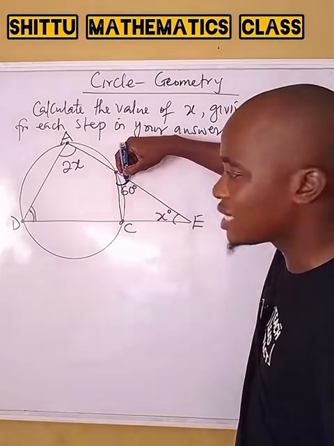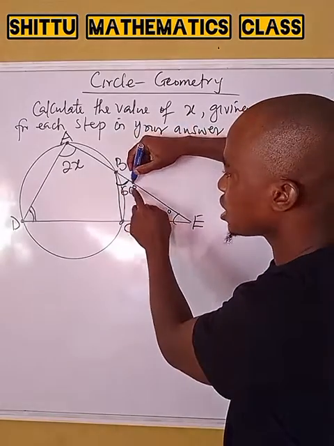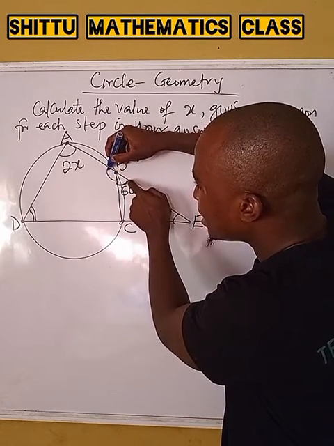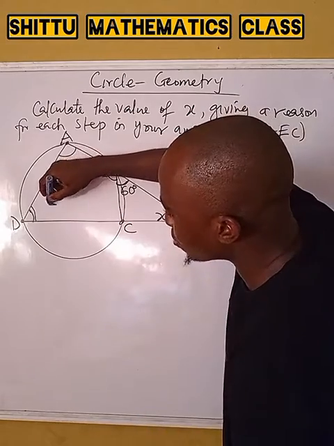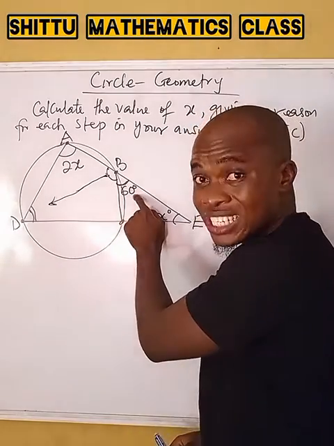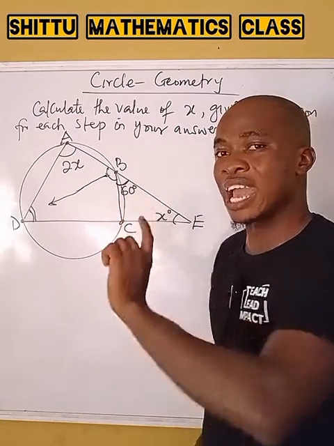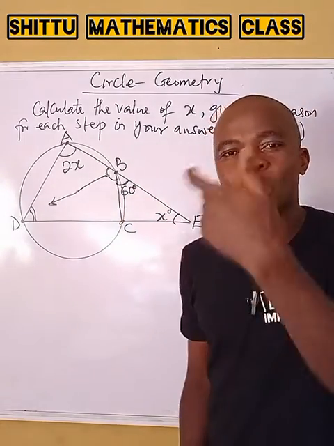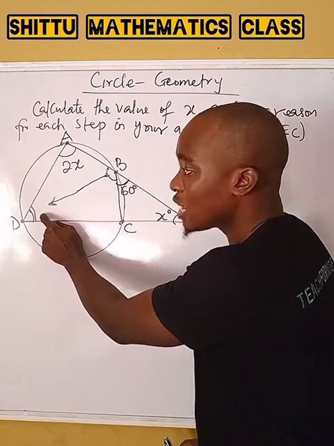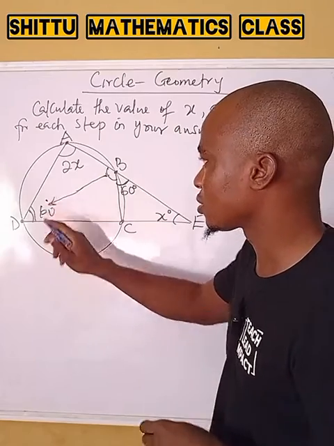exterior angle of a cyclic quadrilateral is equal to the interior opposite angle. If this is the exterior angle, the interior angle adjacent to it is this one here, and the angle that is opposite to it is this angle here. Do you understand now? So the theorem tells us that the exterior angle of a cyclic quadrilateral is equal to the interior opposite angle. The opposite angle to this interior is this angle. So therefore this angle is 60 degrees.